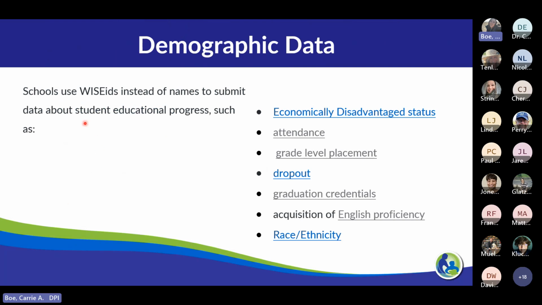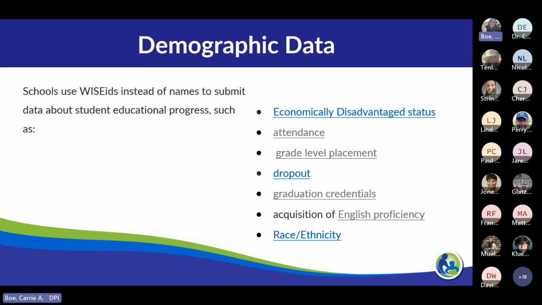When we're submitting data about educational progress, we encourage you to use WISE IDs. Even when you're sending me an email with a question, please use the WISE ID instead of the student information. Never include both the student name and the WISE ID. Again, email is not the best or safest form of communicating this sensitive data. Please use a help ticket, or if you're sending me an email, just use a WISE ID.